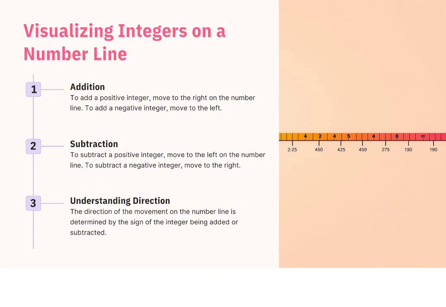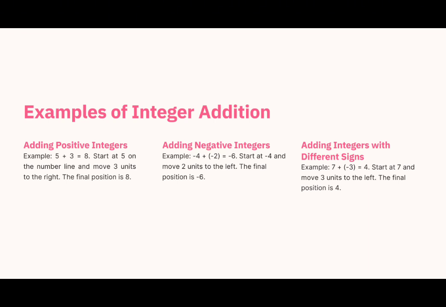The last one, understanding direction. The direction of the movement on the number line is determined by the sign of the integer being added or subtracted. The next material: examples of integer addition.